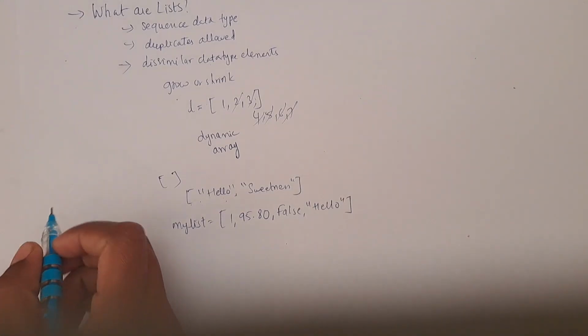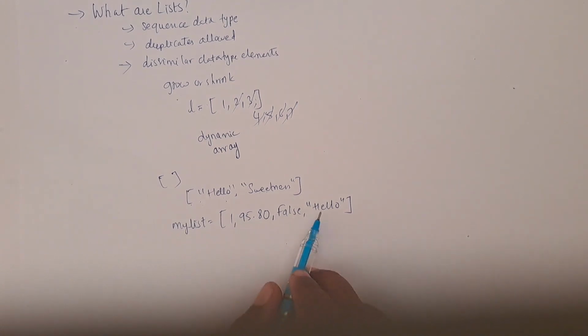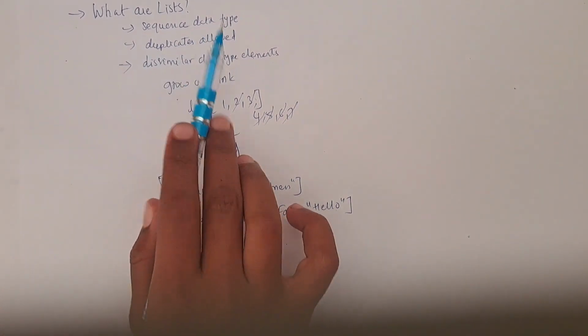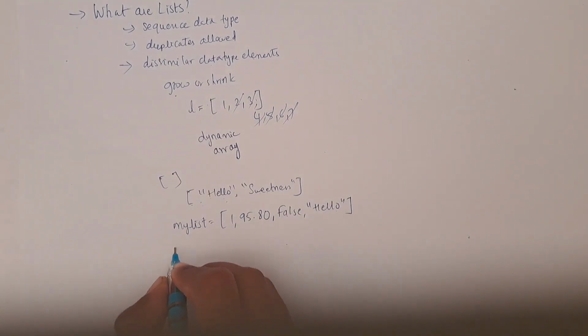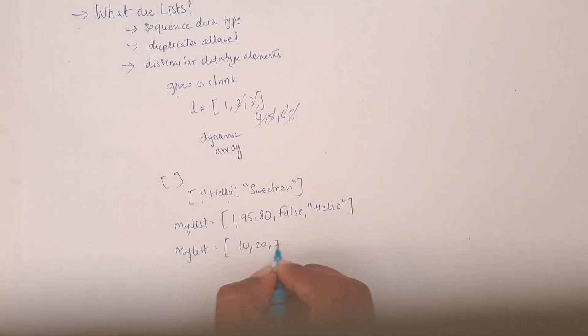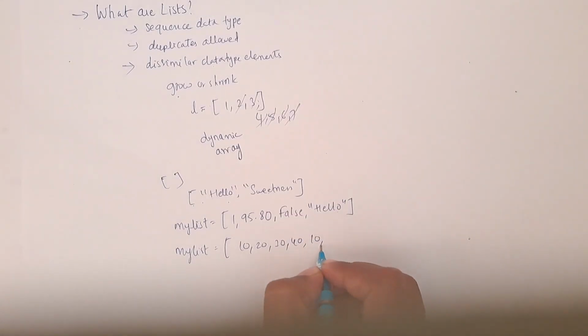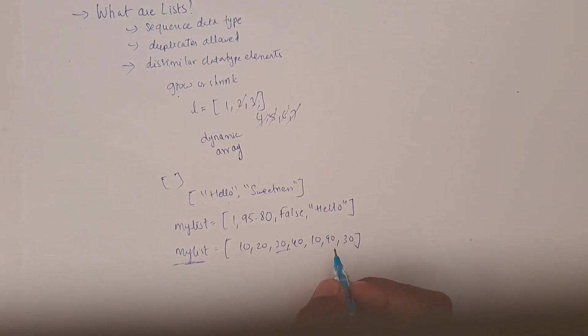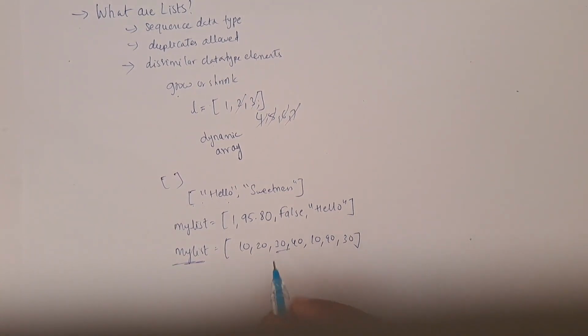So in a list, the items can also be repeated. That means a list may contain duplicate items. For example, you can take my list is equal to 10, 20, 30, 40, 10, 90, again 30. So the list can also store duplicate elements. You can store a value any number of times. So duplicates are allowed in a list.